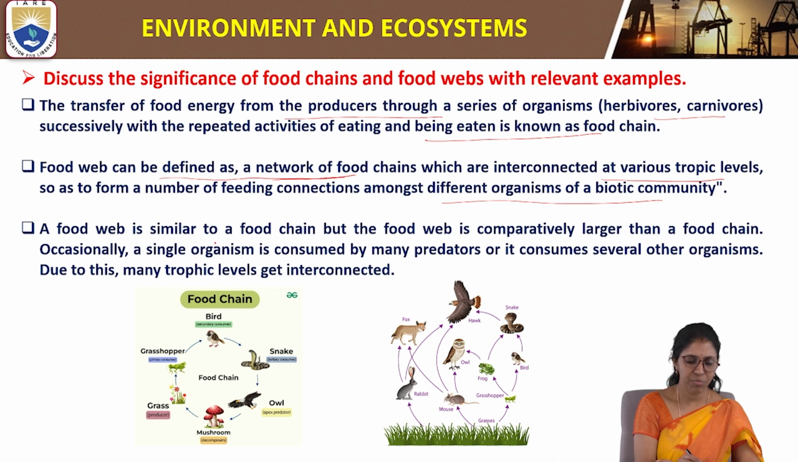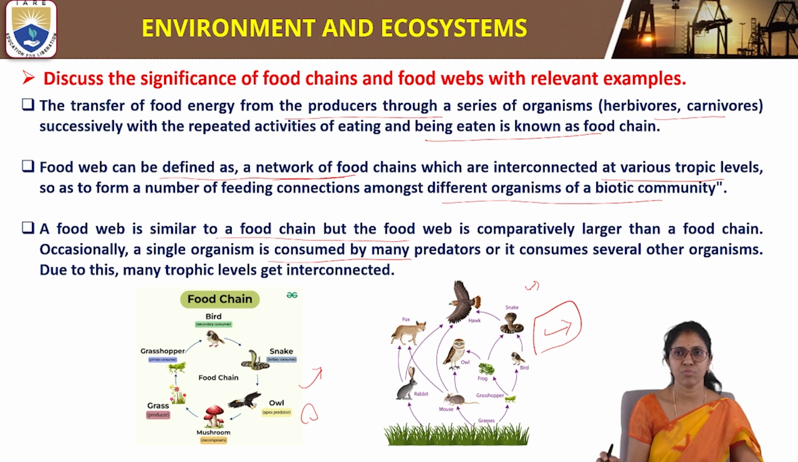A food web is similar to a food chain, but it is comparatively larger than a food chain. Occasionally, a single organism can be consumed by many predators, or it consumes several other organisms. Due to this, many trophic levels get interconnected. This type of interconnection is called a food web. A single chain is called a food chain. So, the interconnection of various food chains is called a food web.